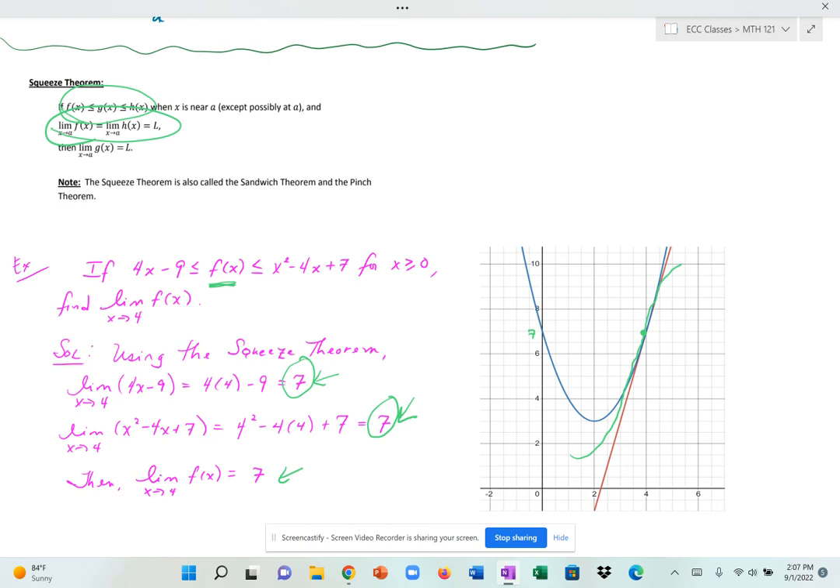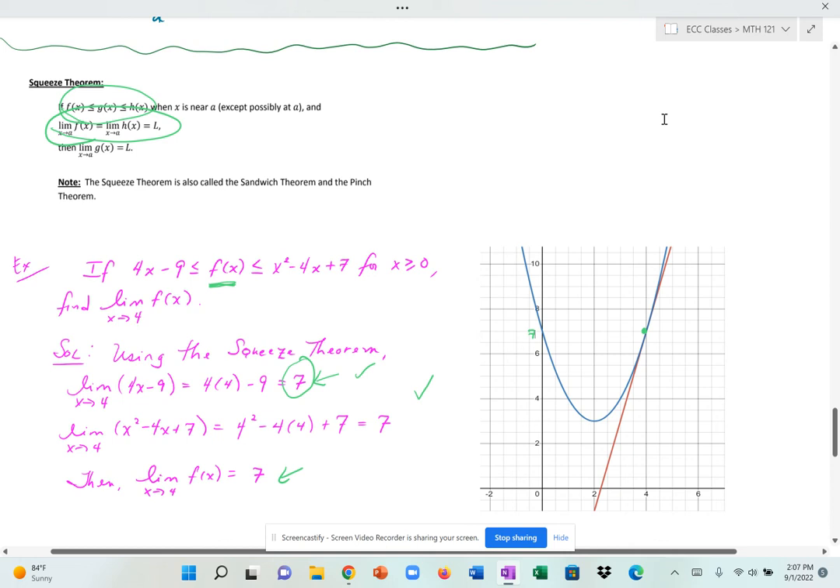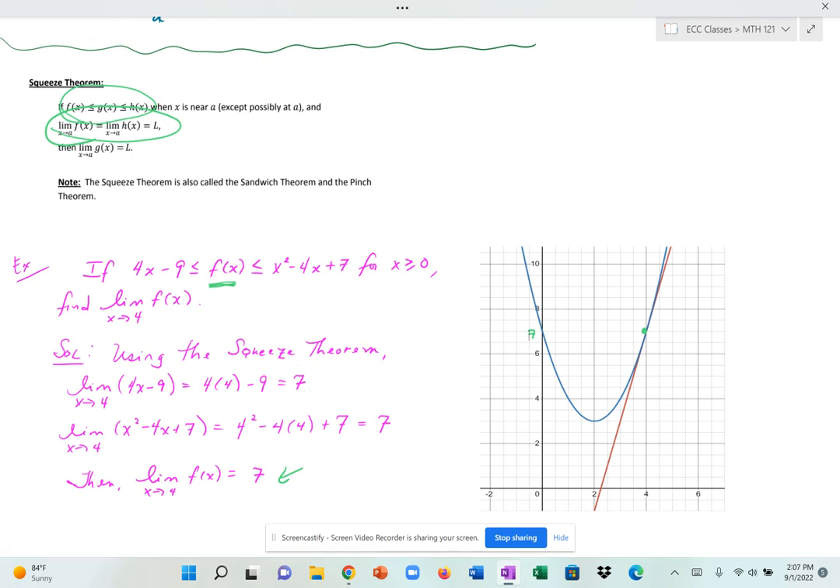The only possibility for the limit of f of x has to be the same value that we got here and here, because it is being squeezed between these two. And they really are very close to each other. It's hard to distinguish the parabola from the line when you are close to x equal to 4. So if you have a graphing calculator and it allows you to zoom in on 4, you'll be able to see that the line is below the parabola when you are close to 4.